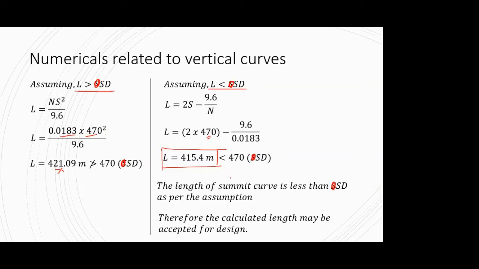Again, a pretty straightforward numerical. Now the only change in this was the assumptions. Till now, whatever numerical we solved, our first assumption was holding true, so we stopped over there. But here the first assumption was not holding true, so we went on to the second assumption, that length is less than OSD. So this is another variation that you can have in case of numericals of vertical curves.